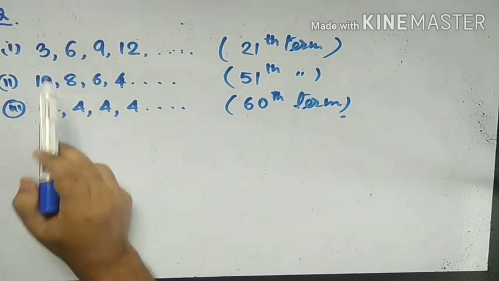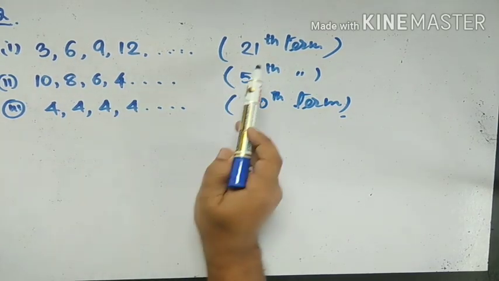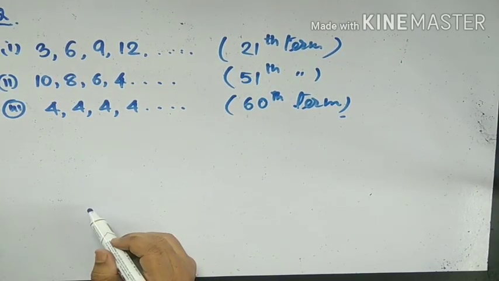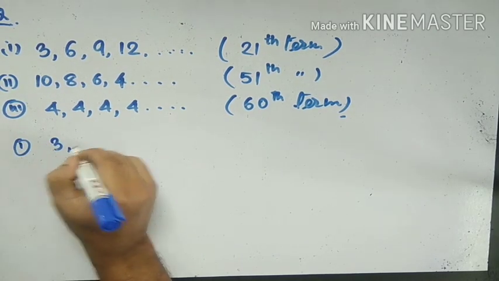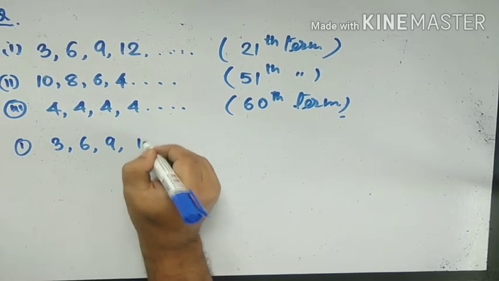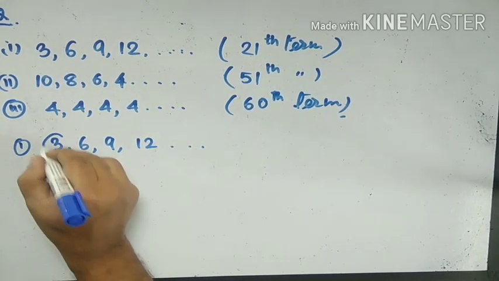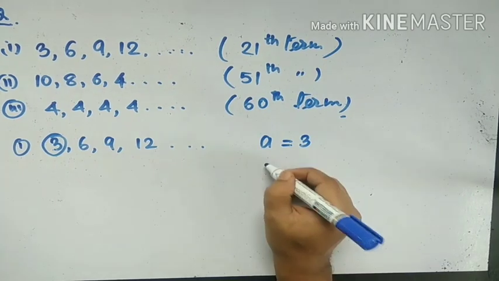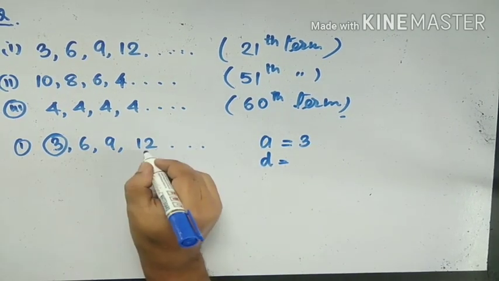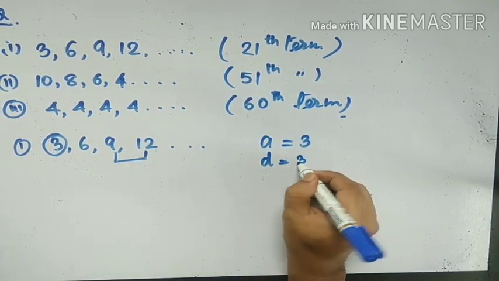Let's do this. 3, 6, 9, 12. We have to find the 21st term. Now, here 3, 6, 9, 12. So this will be the A. So here A will be 3. And what will be D? That means 12 minus 9 equals 3.